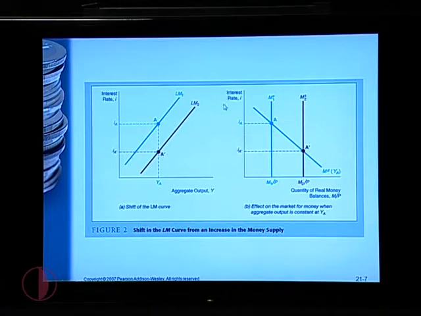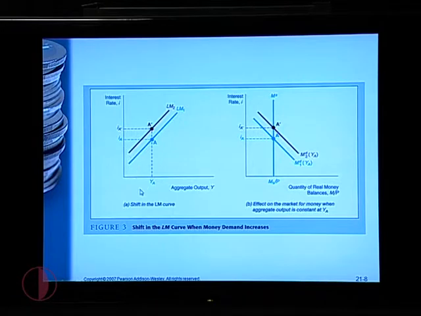Interest rate here is plotted against the quantity of real money balances, that is money demand. This is the effect on the market for money when aggregate output is constant at YA. Here the money supply is changed from MS1 to MS2, from A to A prime. What happened to real money balances? They also increase.